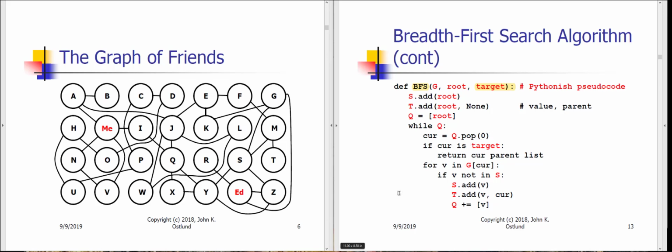And this just keeps going, crawling its way through this network, methodically working outward from me in rings of steps. I get all the one-step neighbors, all the two-step neighbors, and so on. And eventually I find Ed.